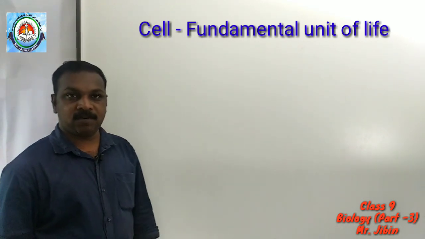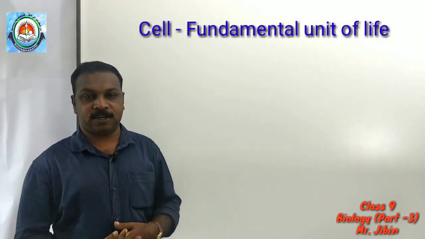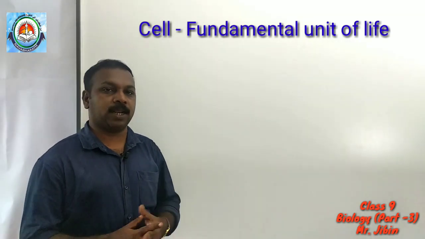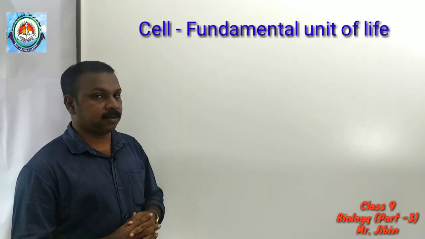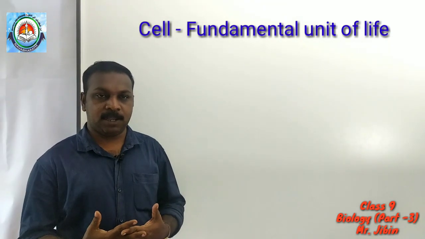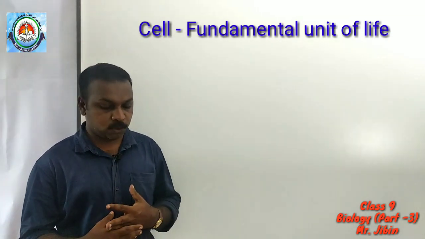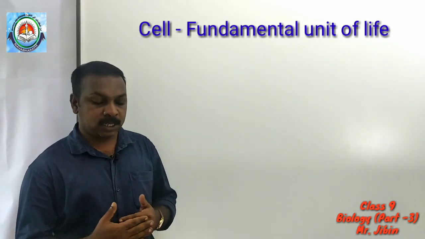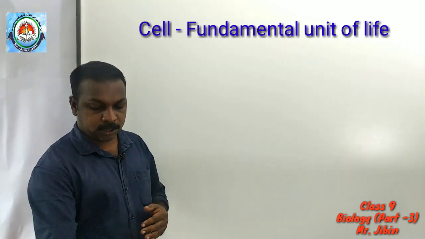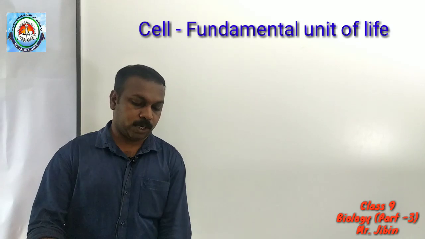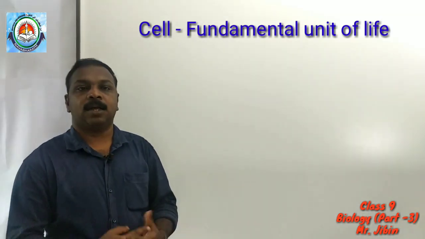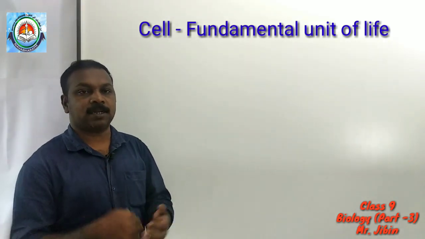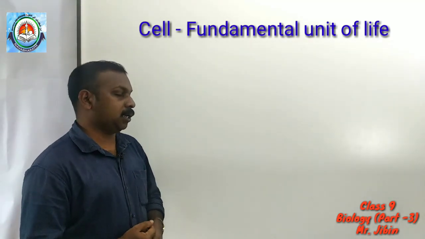And last day we have discussed many points related to the structure of cell organelles. What are called cell organelles? They are the different components in the cell. Mainly we have discussed the endoplasmic reticulum, Golgi apparatus, lysosomes, and mitochondria. All these cell organelles we discussed in the last class. Now we will see the different points we discussed.